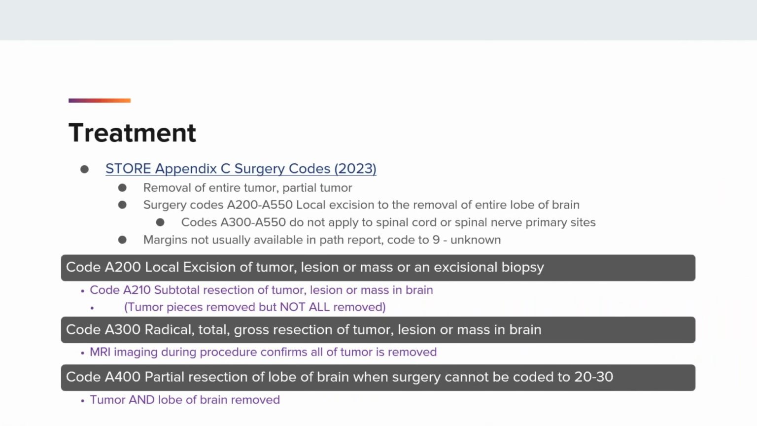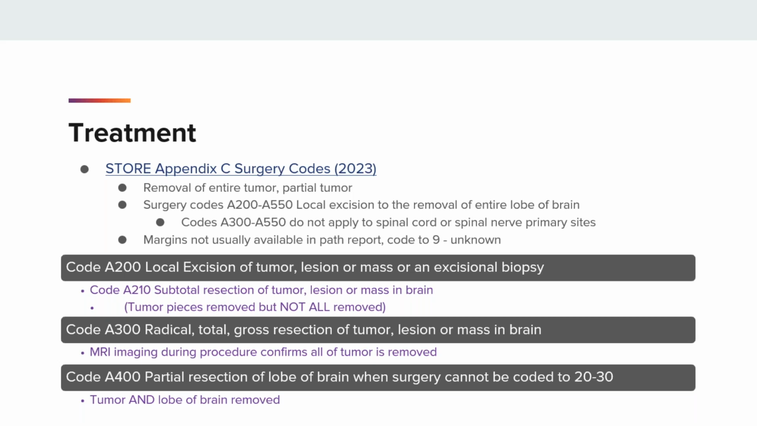So next is treatment. Treatment for malignant brain cancers includes surgeries. The STORE manual 2023 has Appendix C for the surgery codes, and we have that available at the link on the slide for brain and spinal cord. Surgery includes removal of the entire tumor or partial tumor. The surgery codes are A200 through A550.